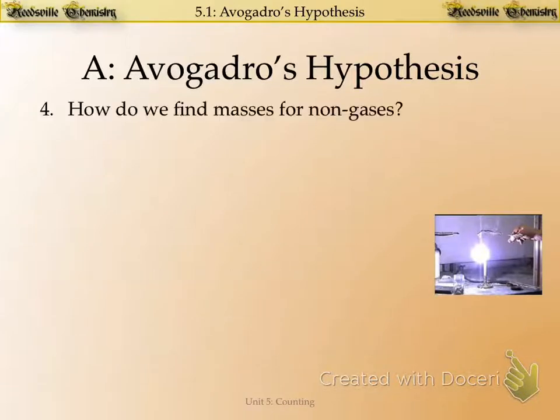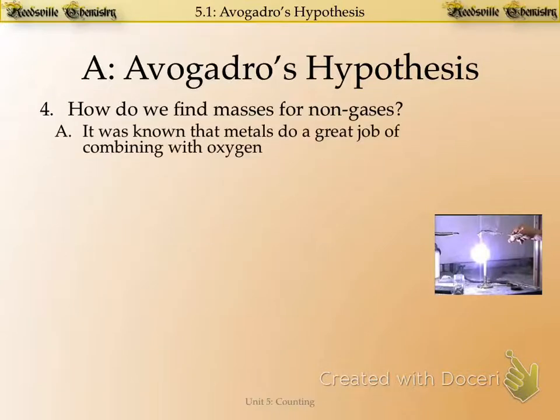Alright, so hopefully you've done that. We've got an issue. If you look at the periodic table, there's some gases on there, but the bulk of the elements on there are not. Most of the elements on the periodic table are actually metals. So we can ask the question, well, how do we find the masses for the non-gases?